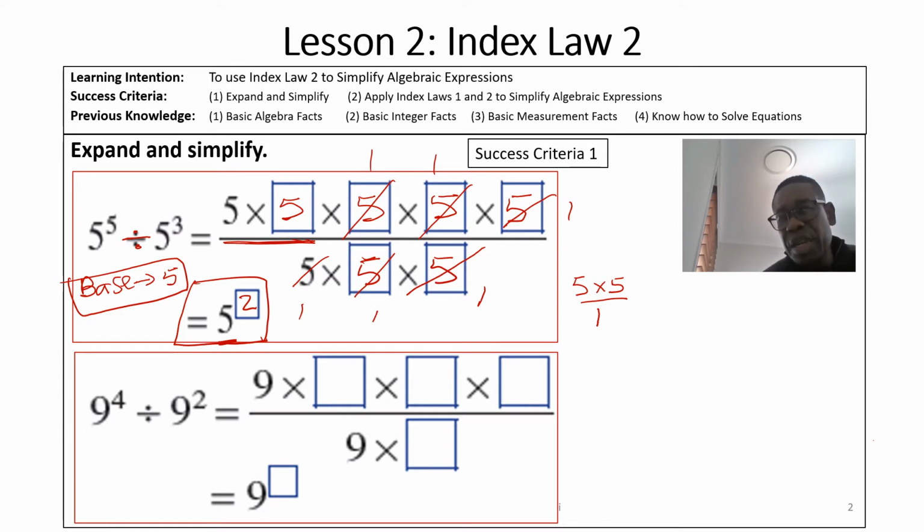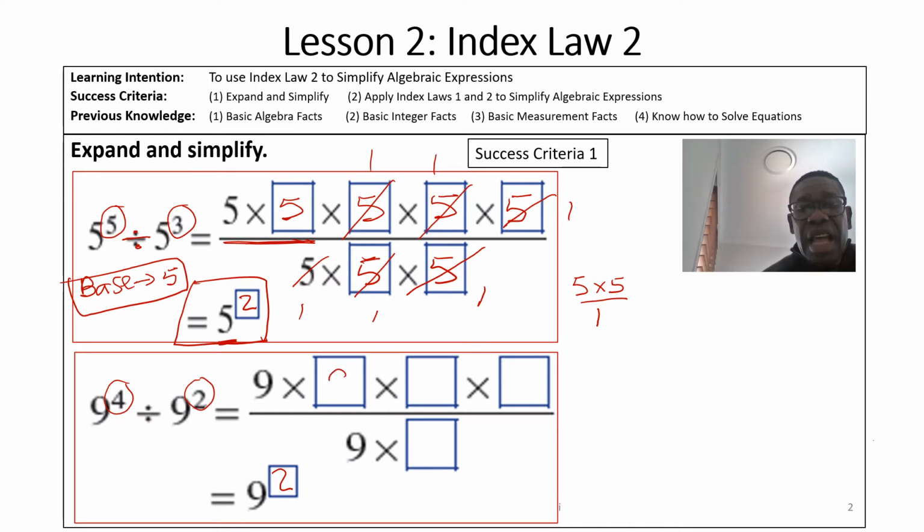I'm sure by now you're beginning to see some trend. You can see that it was just simply 5 minus 3, which is 2. So you can predict this will be what? We are dividing, so it will be 4 minus 2. That will give us 2, even before we've done it.